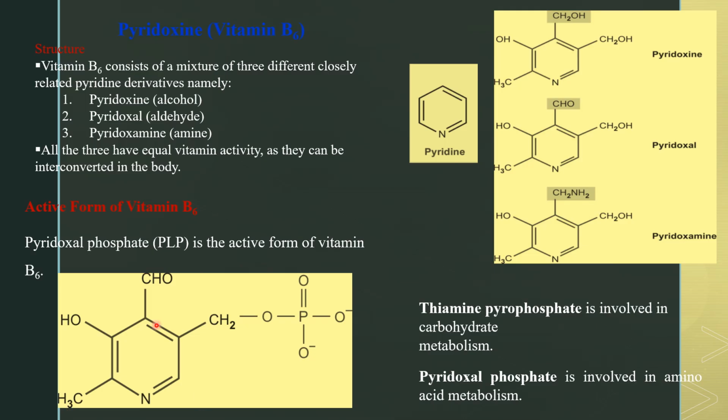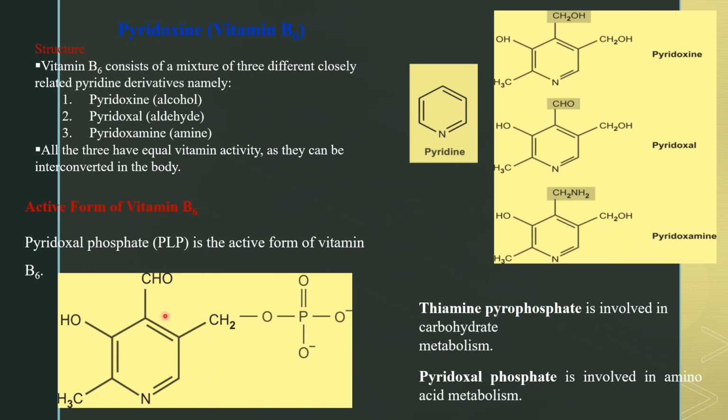And this is the structure of pyridoxal phosphate. Pyridoxine is actually a pyridine derivative. So this is pyridine, and in the case of pyridoxine, there is a CH2OH group. Pyridoxal contains the aldehyde group, while pyridoxamine contains the CH2NH2 group. That's how they have been named. And the active form is pyridoxal phosphate.